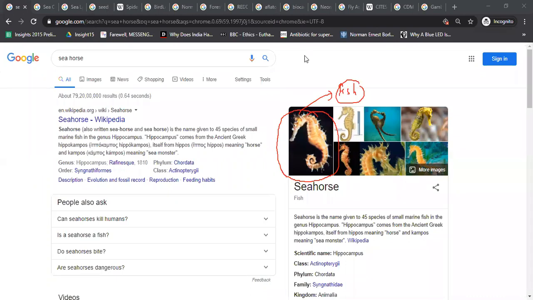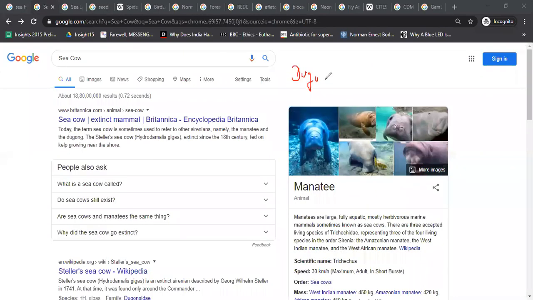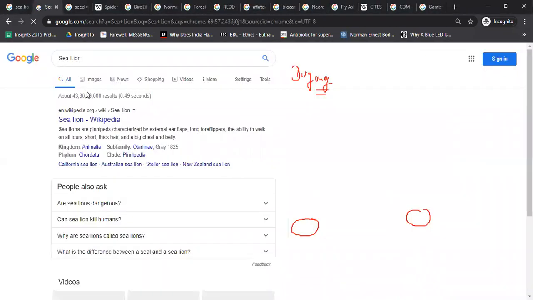So this is a sea cow, and we have already read, and you will again read later on, that dugong is a type of sea cow. So sea cows are herbivorous marine mammals, right? So dugong is a mammal. Now, if you want to see sea lion, so sea lion is again a kind of mammal.